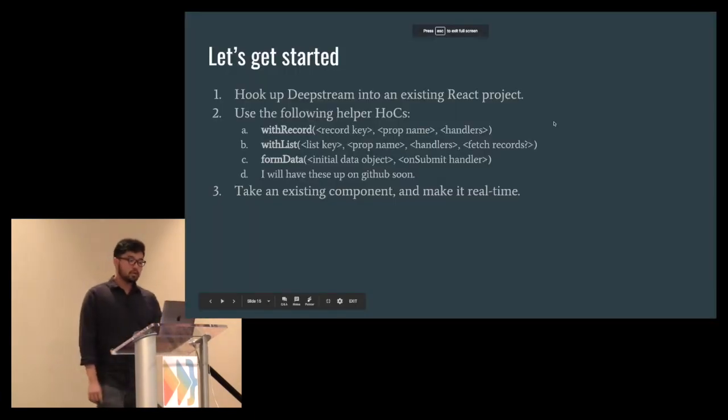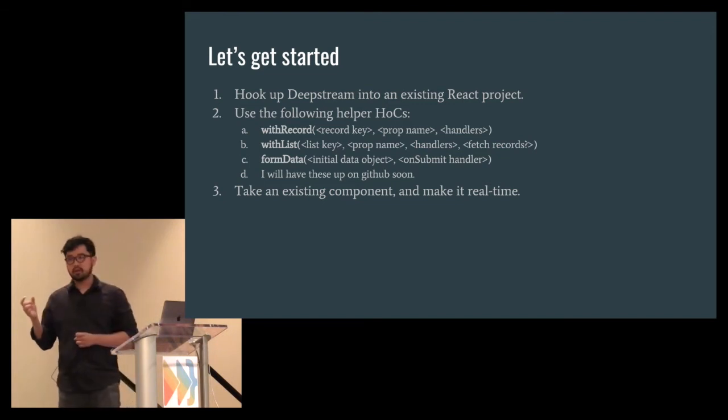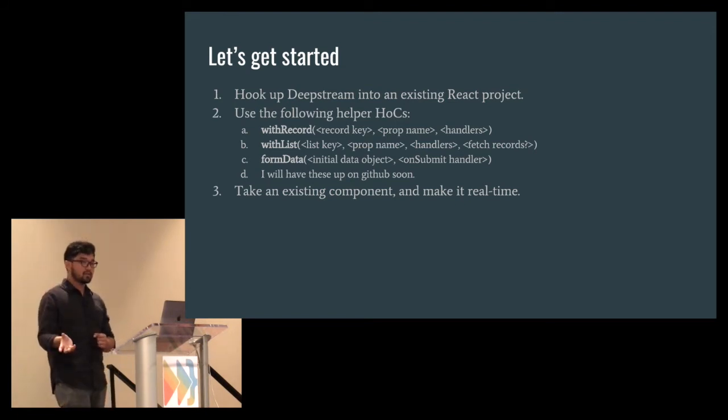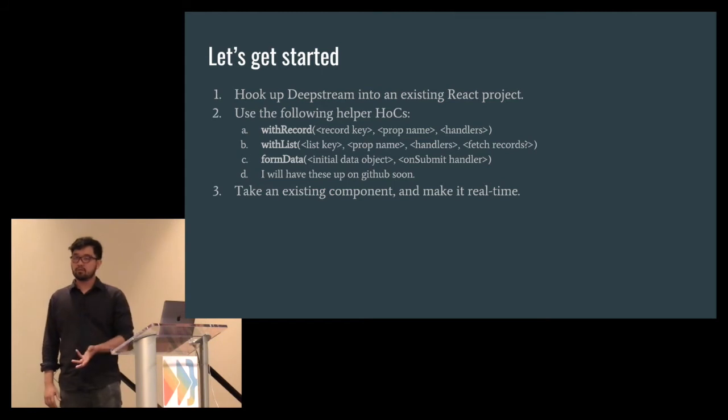So with record takes in a record key, which can be anything. It's just the key to persist in the database. And a prop name to specify what kind of prop we should use when we're accessing it on our component. And the handlers are just a set of functions that you can call, kind of like actions. So for example, if we want to update the record, then we will create a handler function inside of this higher-order component, and then we're able to call that within our component.